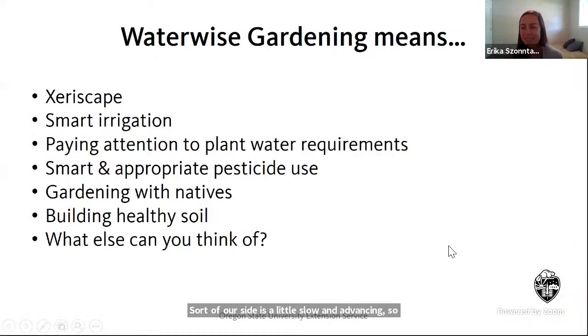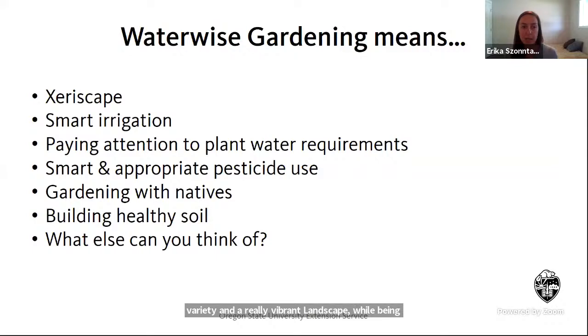So what does waterwise gardening mean? A lot of the times people immediately think about xeriscape when they hear waterwise gardening. The root for that word comes from the Greek word xeros, which means dry. So it means dry scaping, but it does not mean xeriscaping. It doesn't mean that you have to just have rocks in your front yard and that's it. You can really have a lot of variety and a really vibrant landscape while being waterwise.